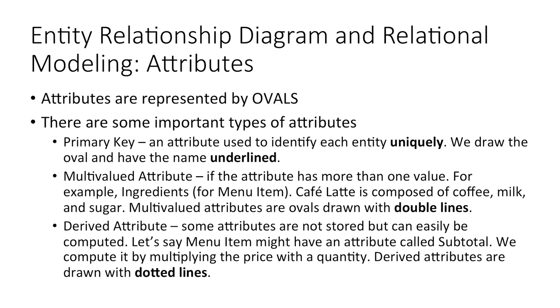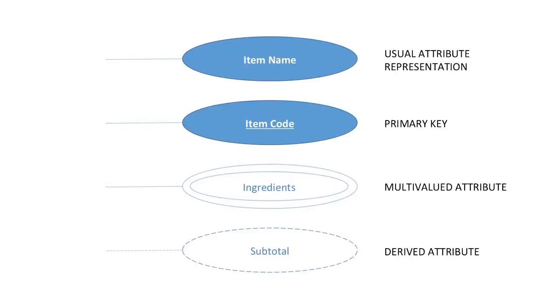Multi-valued attribute. If the attribute has more than one value, for example, ingredients for menu item, we draw this with ovals with double lines. As for derived attributes, there are some attributes that are not stored but can easily be computed. Let's say menu item might have an attribute called subtotal. We compute it by multiplying the price with a quantity. And derived attributes are drawn with dotted lines. These are the illustrations for the examples of these attributes.